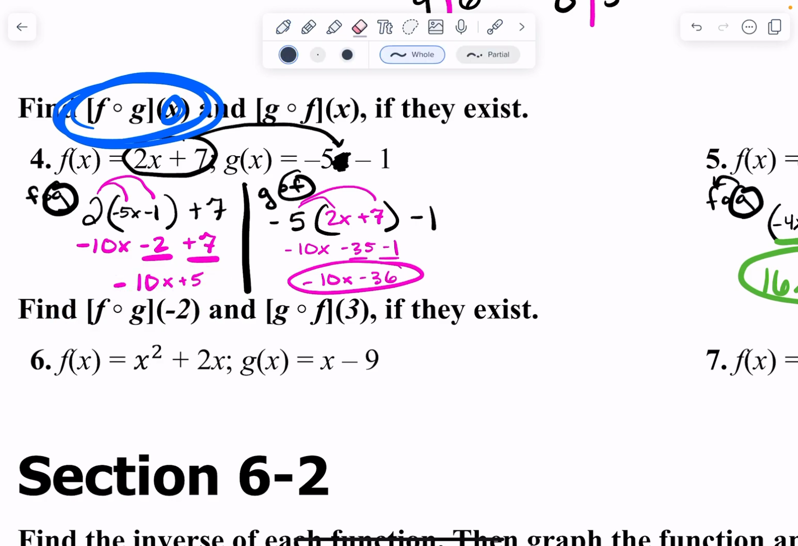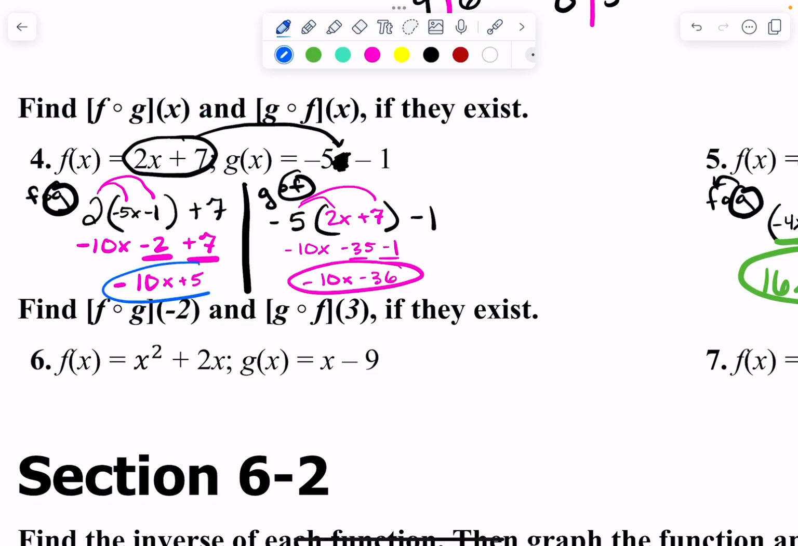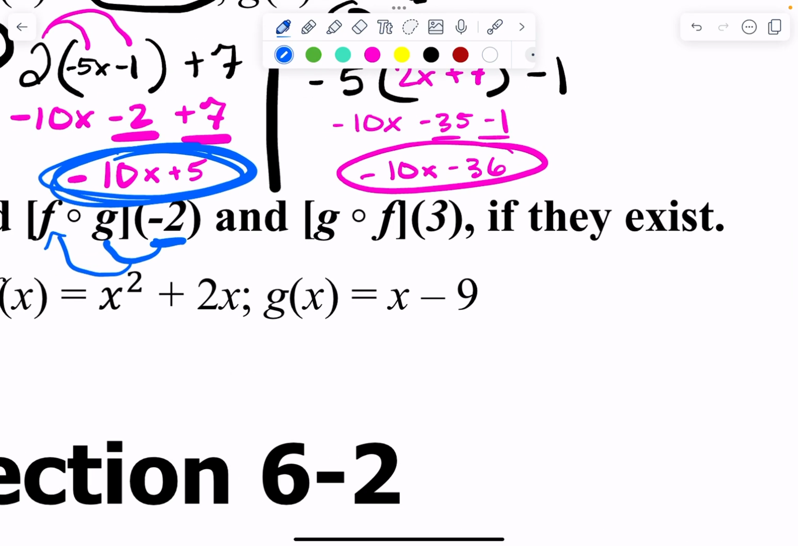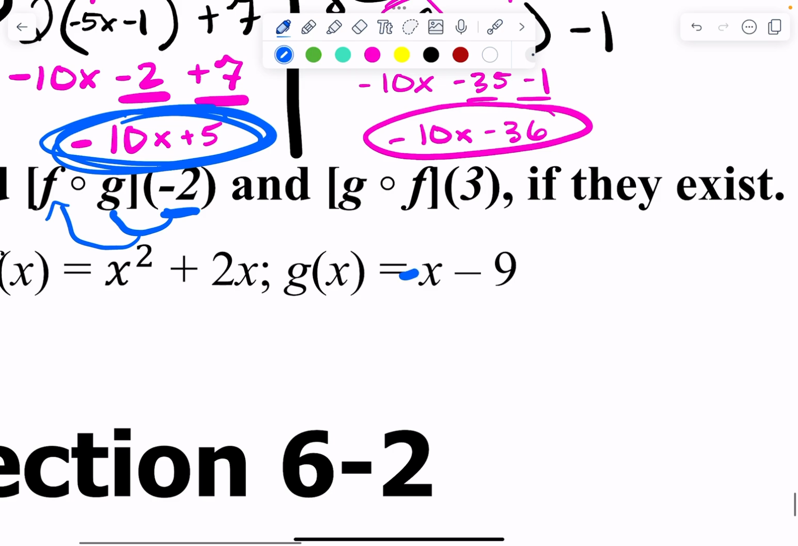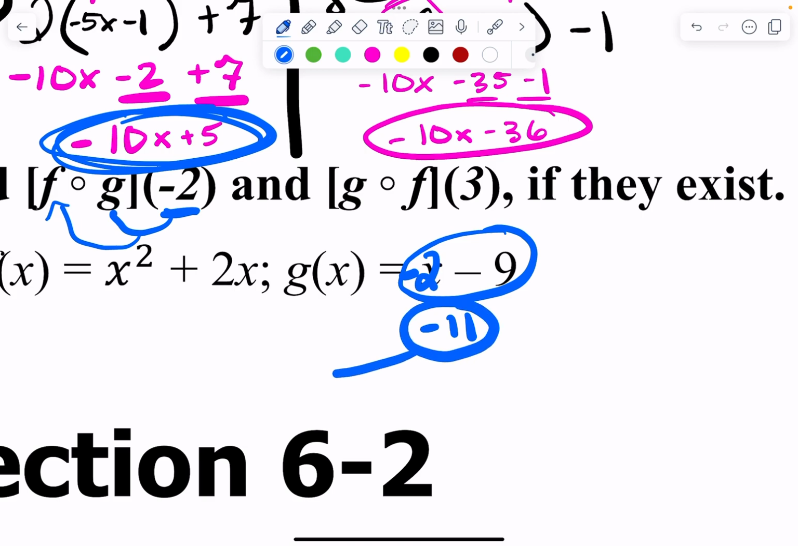Here, when it's F composed of G of X, we'll just get an equation as an answer. Here, we're going to take negative 2 and plug it into G, like that's my starting value, and then I'm going to plug that number into my F function, okay? So negative 2 is going to go into G. Negative 2 goes here. That is going to become negative 11.